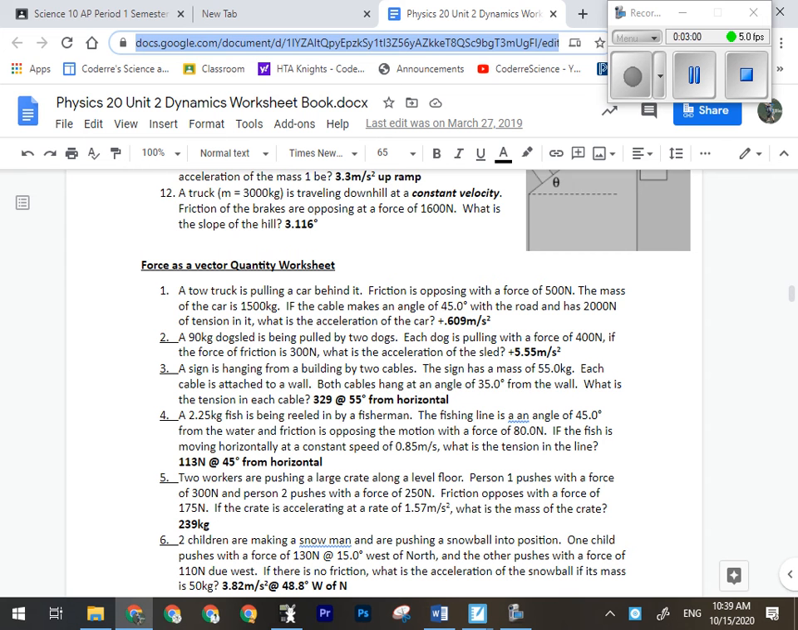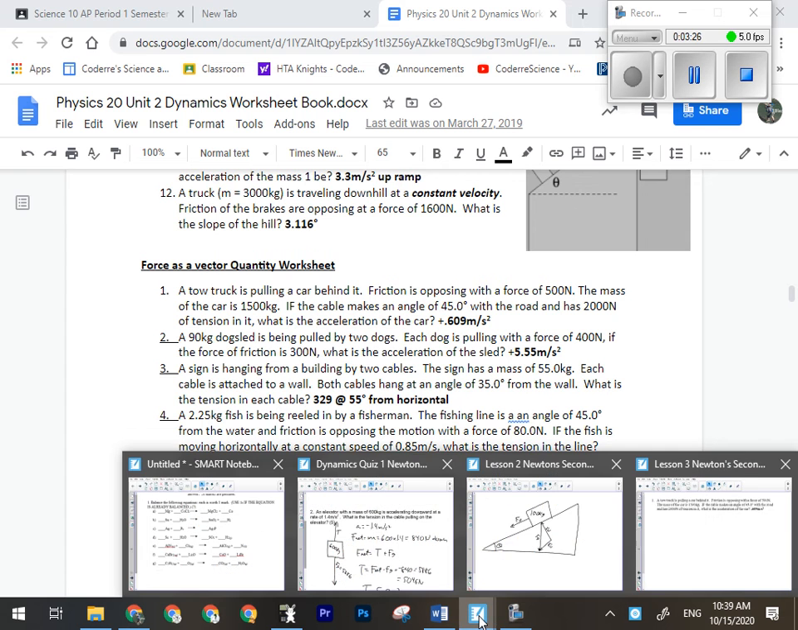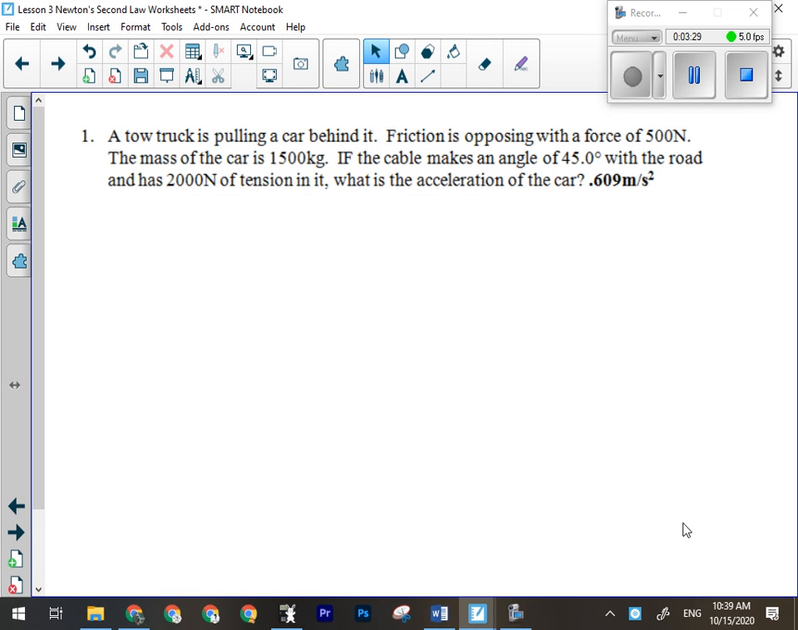The force as a vector quantity worksheet has lots of different kinds of problems, but more often than not, I put an inclined plane question on your unit exam. That said, I also put other kinds of Newton's second law questions on there, but I almost always have an inclined plane question. So first I want to look at number 1 from the force as a vector quantity worksheet together, and then I'll leave you to work on this for a bit because you just need some practice at this point.